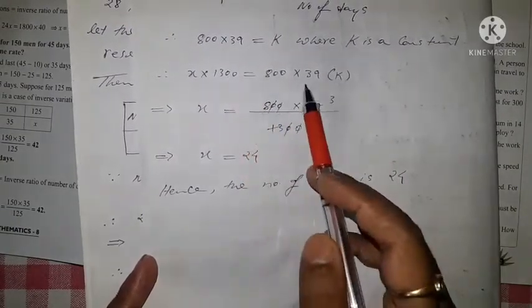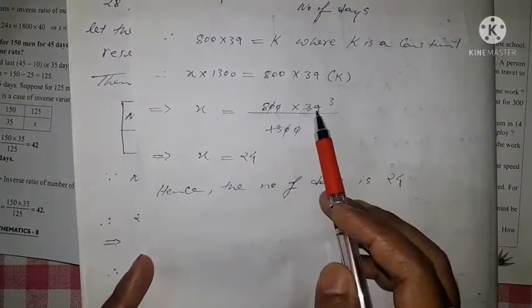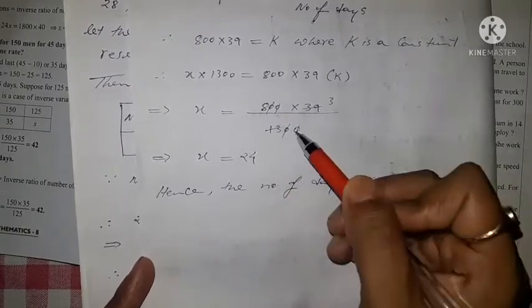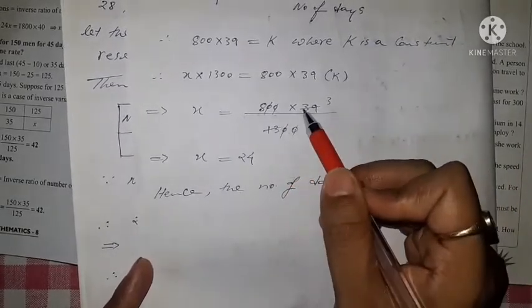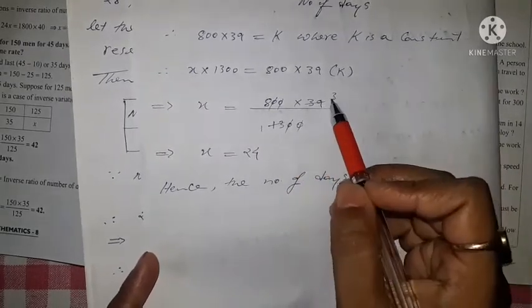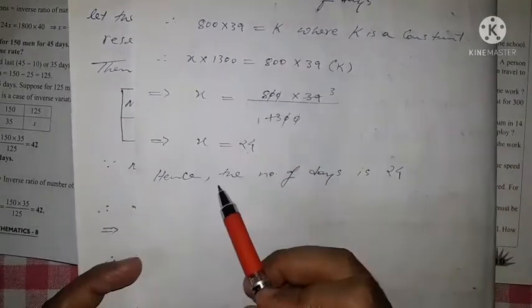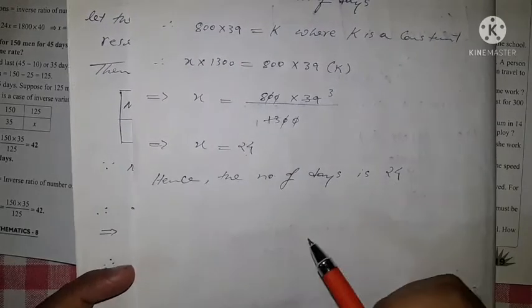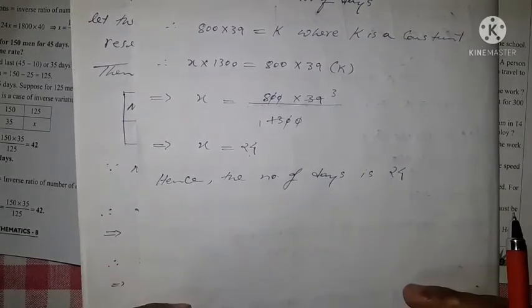So if 1300 moves to this side, it becomes 800 into 39 whole divided by 1300. So 00 cancels with 00, and we can cancel this 13: 13 1s are 13 and 13 3s are 39. Therefore 3 8s are 24. That means hence the number of days is 24. That means the food will last for 24 days.